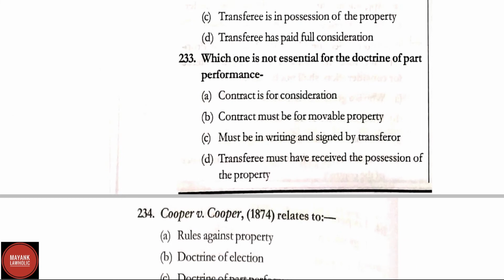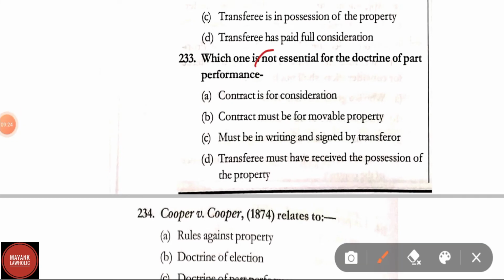Question number 233. Which one is not essential for the doctrine of part performance? Options are contract is for consideration, contract must be for movable property, must be in writing and signed by transferor, the transferee must have received the possession of the property.